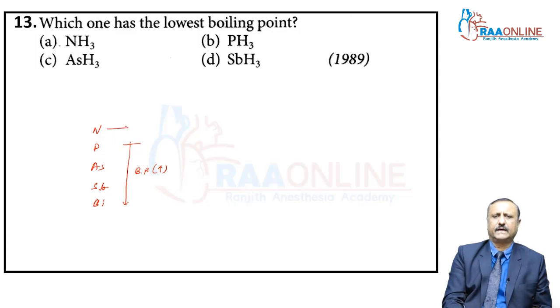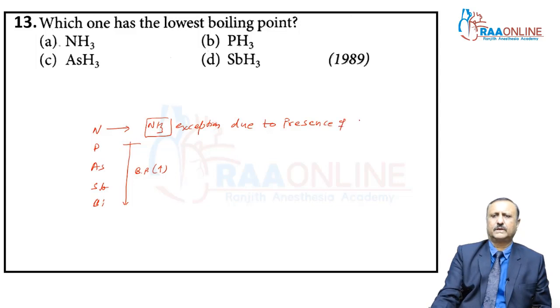But, my dear students, when the hydride NH3 is formed, NH3 is an exception, due to the presence of hydrogen bonding. My dear students, ammonia gets a higher boiling point. The boiling point of ammonia is higher than that of antimony and bismuth hydrides. So, this is the increasing boiling point order, except for nitrogen.